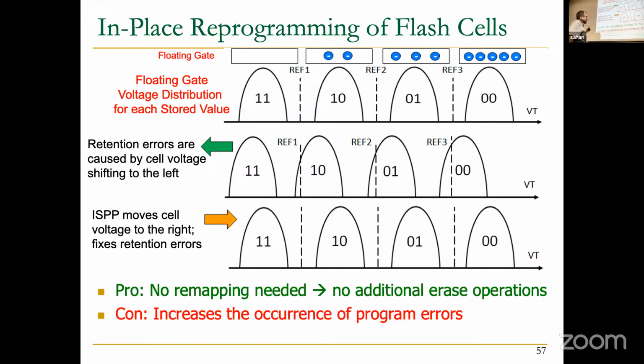One thing is that when you program your pages, you will induce some errors to your neighboring cells. We're going to see more about this later in this lecture, that we have this cell-to-cell interference. So when you do in-place update or in-place reprogramming on your flash cells or pages, you may induce some errors to your neighboring pages, which is going to be problematic.